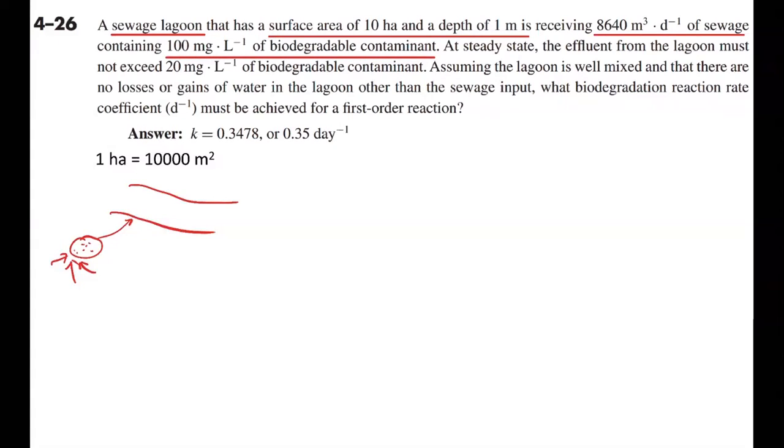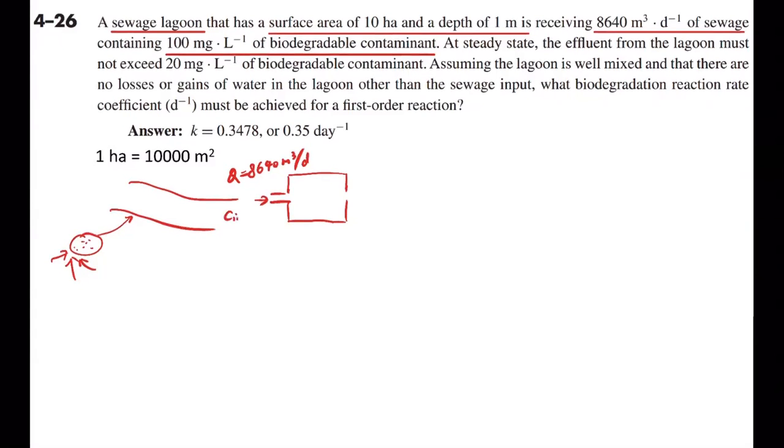So we can basically draw a schematic diagram for this small pond here. Okay, so let's say this is our sewage lagoon, right? We have inflow, which contains a certain high concentration of this contaminant. We know the flow rate is equal to 8640 meters cubed per day, right?